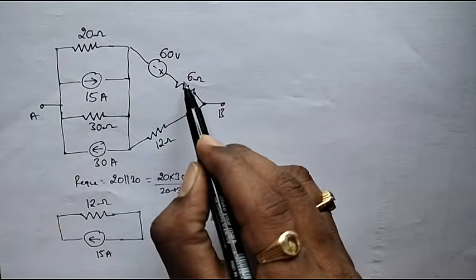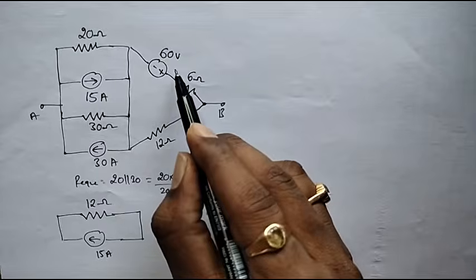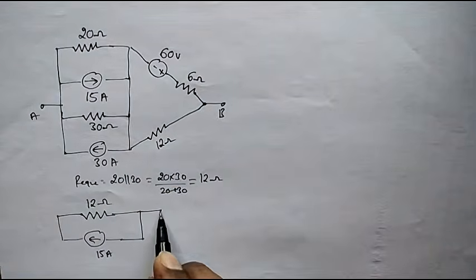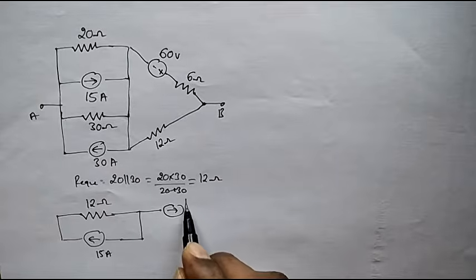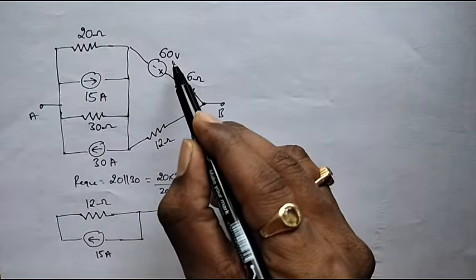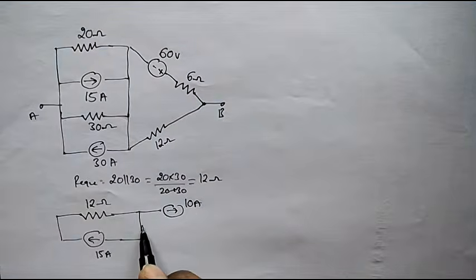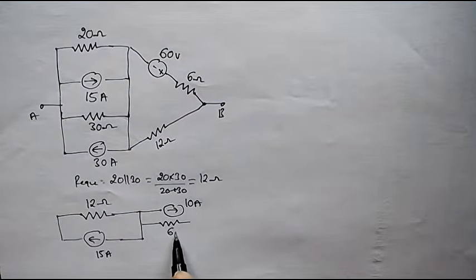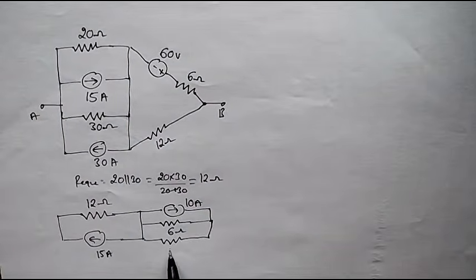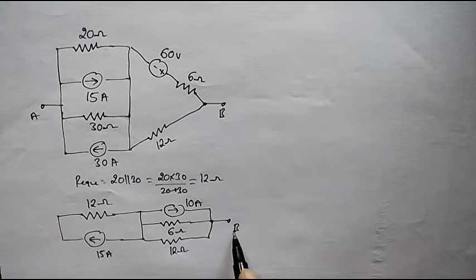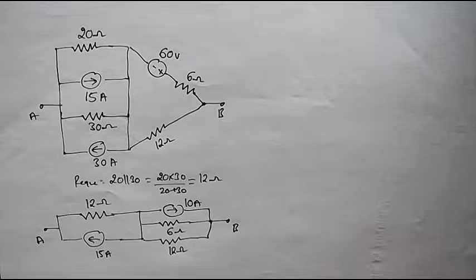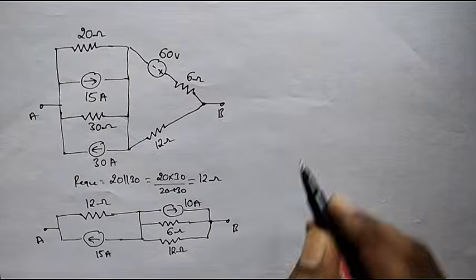Similarly, here I can apply source transformation. I can transform the voltage source into a current source. That is 60 divided by 6 is 10 amp. The same resistor will appear in parallel, that is 6 ohm. This 12 ohm is connected as it is. Now in this circuit 12 ohm and 6 ohm are in parallel. I can further reduce this circuit.